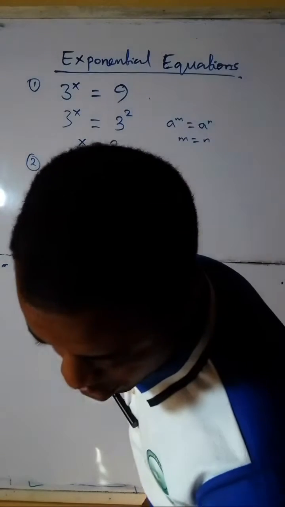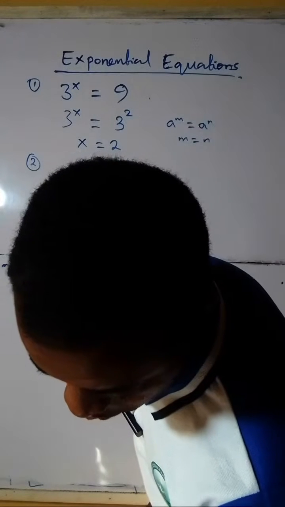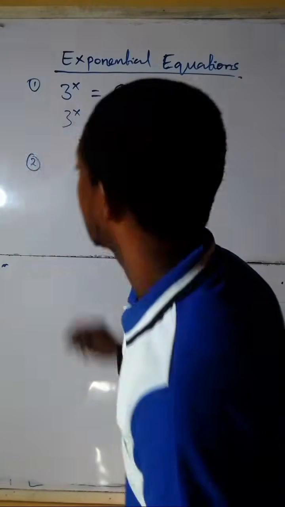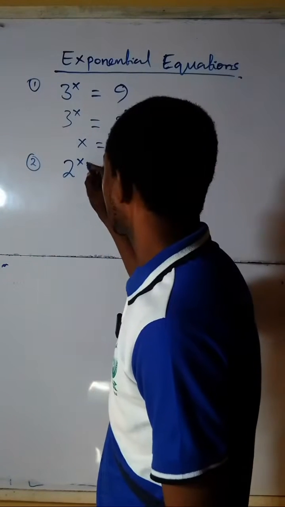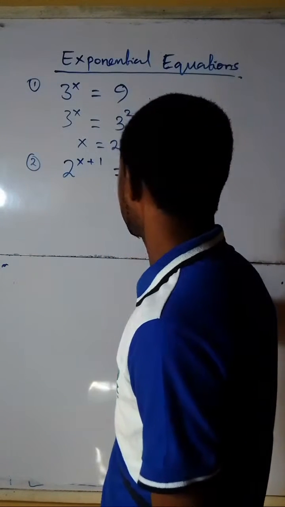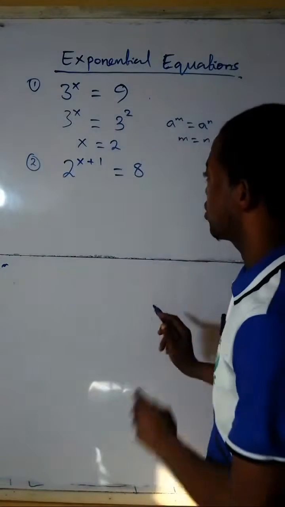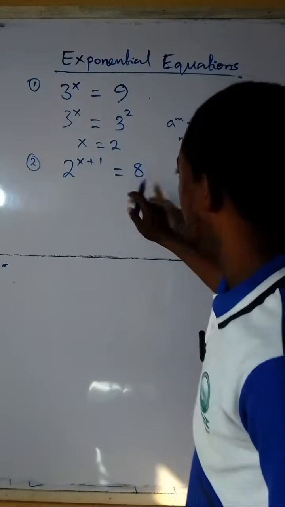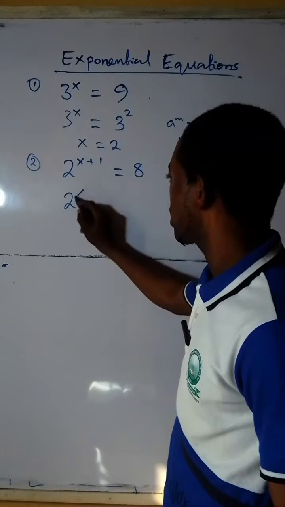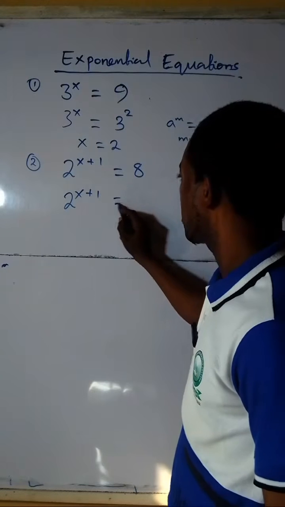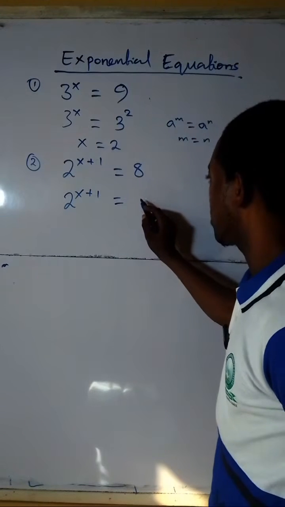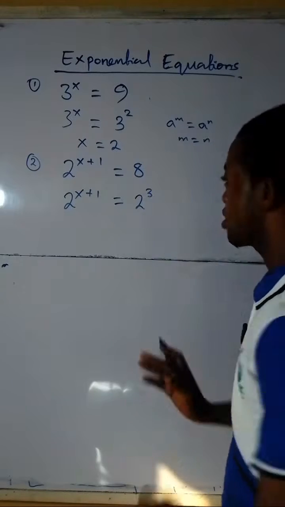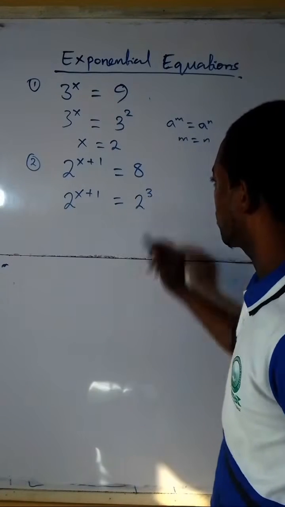Now let's look at another question here. We have 2 raised to power x plus 1 equals to 8. In the same way here, we have base 2 here. We can make 8 here to also be base 2. And we have 2 raised to power x plus 1 equals to, here we have 8 can be written as 2 raised to power 3. That is 2 multiplied by itself 3 times. That will give us 8.